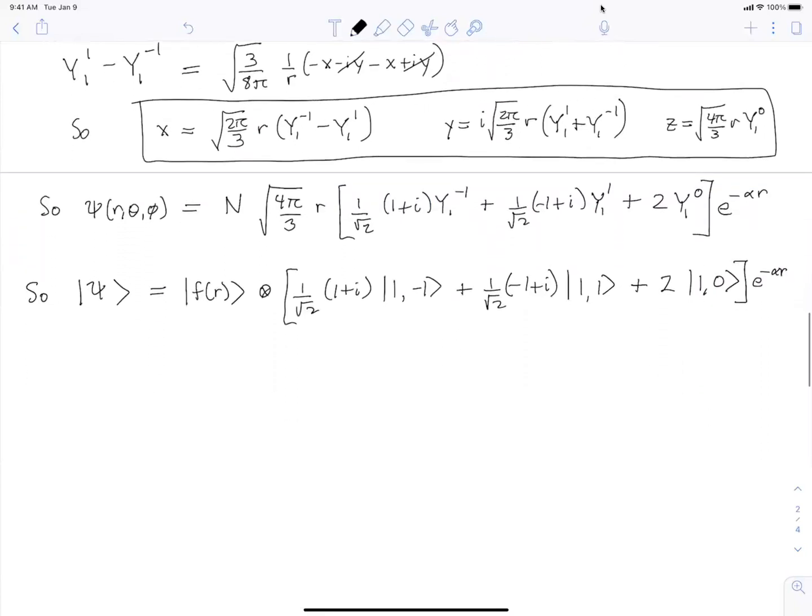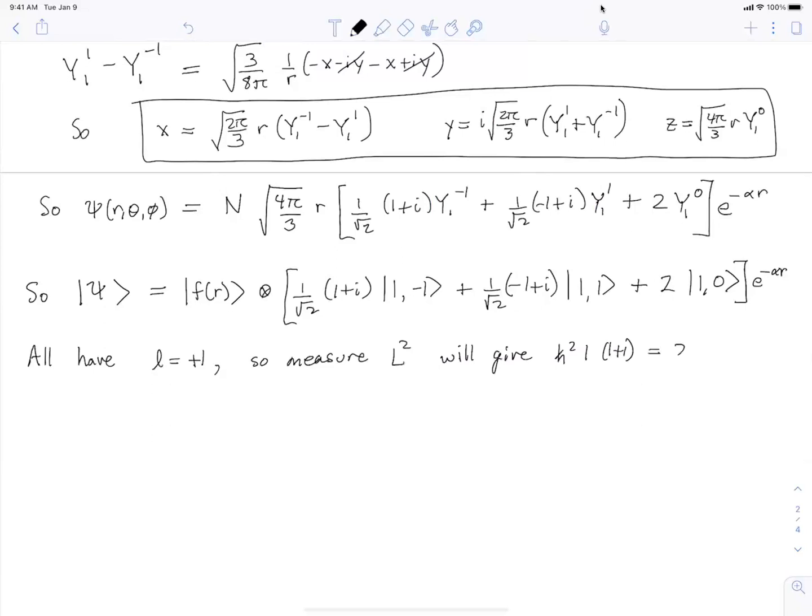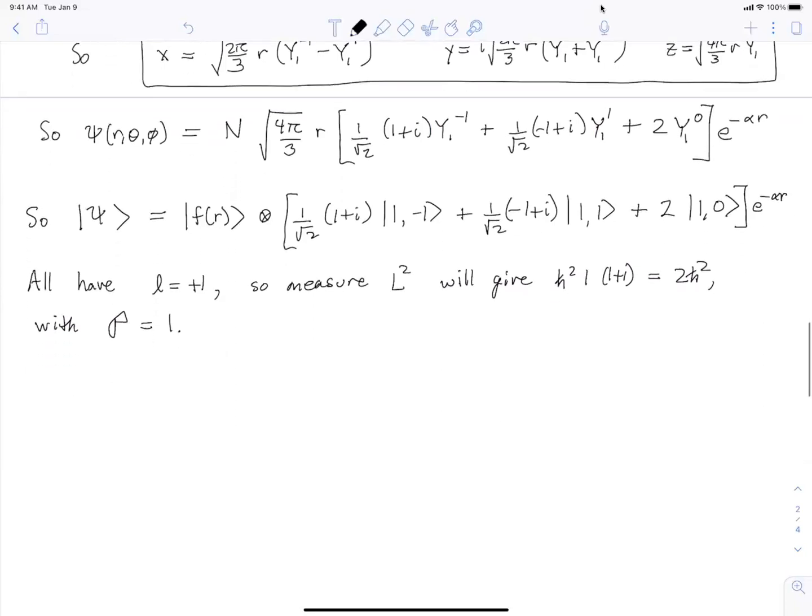Okay, and so now the key thing to answer the question is that all of these spherical harmonics have L equals 1. So if we measure L squared, we're guaranteed to get h bar squared times 1 plus 1. So measuring L squared will give h bar squared times 1 plus 1, otherwise known as 2h bar squared, with probability 1.